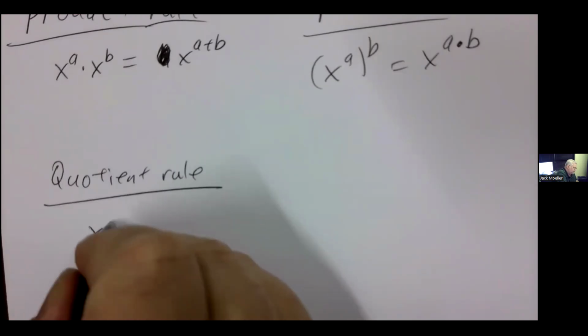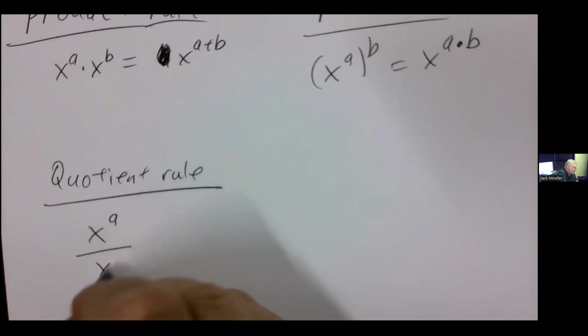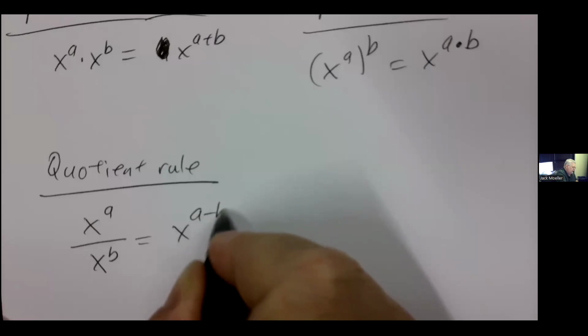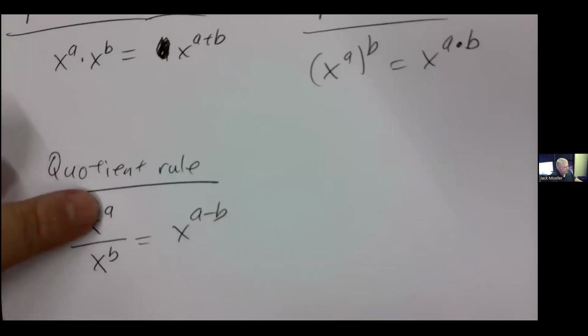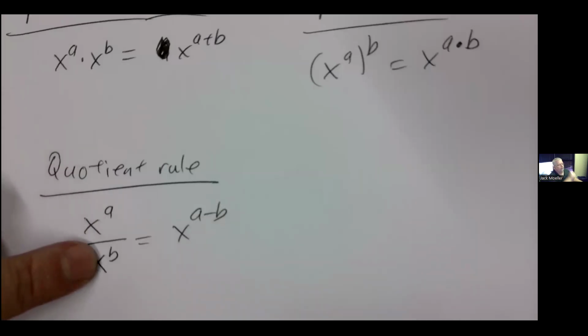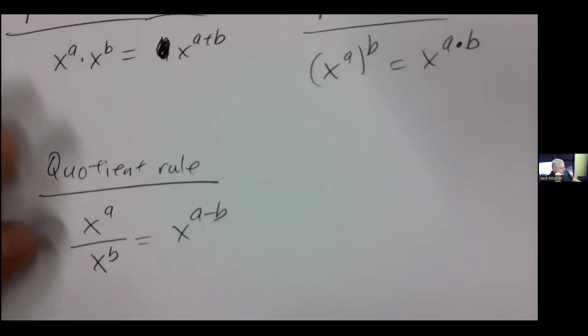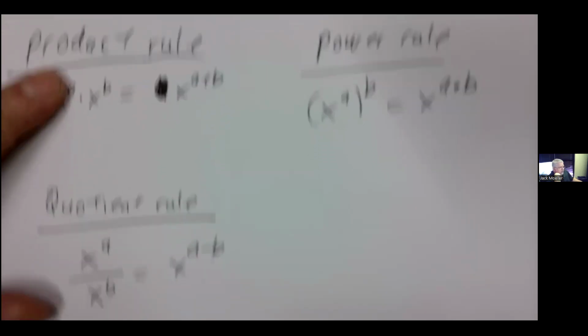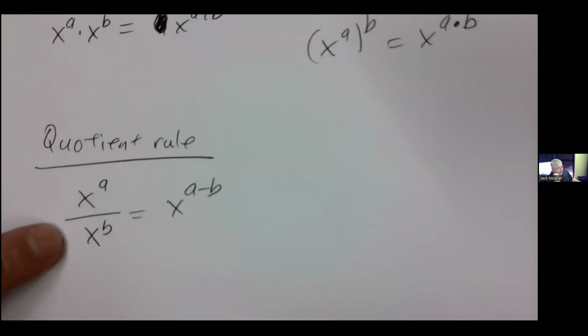The quotient rule says if you have x to the a divided by x to the b, it is a minus b for the exponent. So it's the top exponent minus the bottom exponent. Now, I will show you a different way to think of that when we get into some of the messier problems. But that's for the product rule: if we're multiplying variables, we add the exponents. If we're dividing, we subtract the exponents.